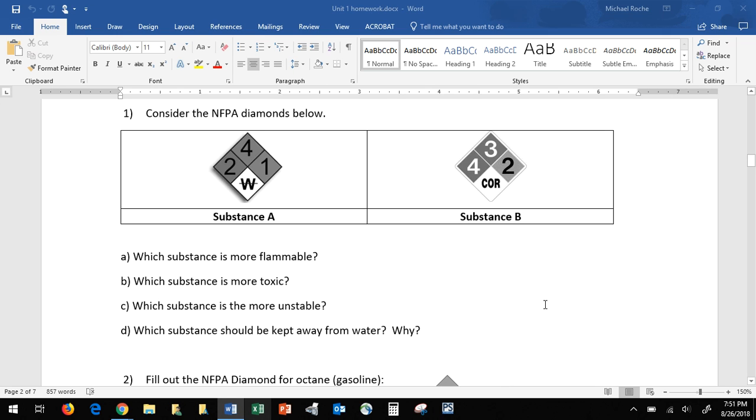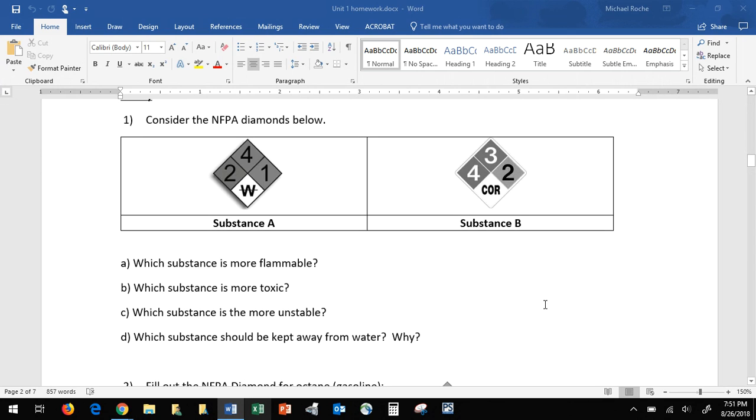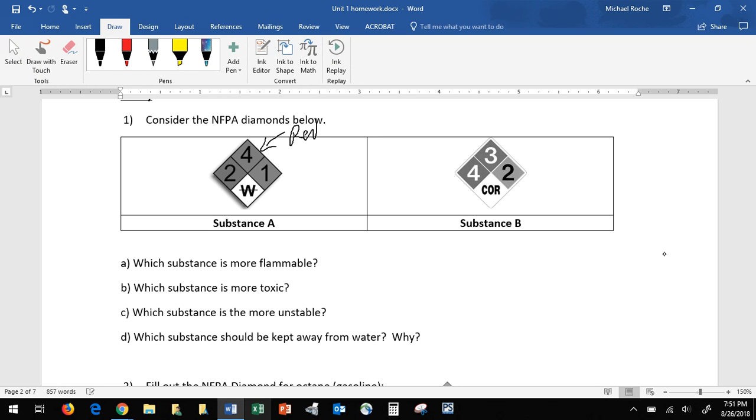All right, so I had a request to go over some of this homework, how it works, and I will do that this way. You should remember with this first question what the different colors are. This part up here should be red, this one is yellow, and this one is blue. Red is flammability, blue is health, and yellow is reactivity. And the same is true for substance B.